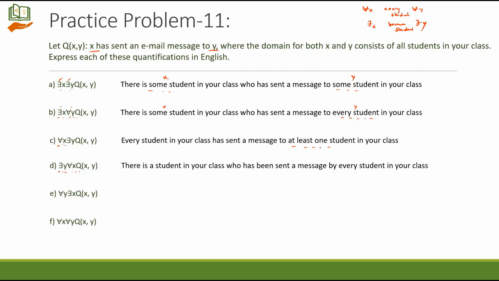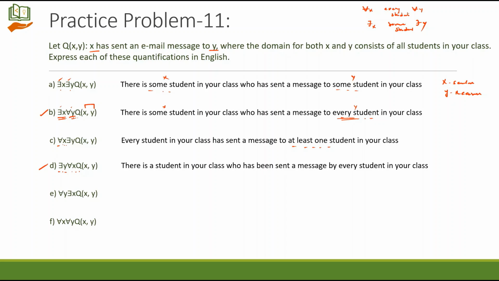Why is the meaning getting changed between B and D? Here X is sending a message to Y. X will be the sender and Y will be the receiver. Here the sender is existential, so we say some student has sent a message. Here Y is the receiver with universal quantifier, so we say the message has been sent to every student in your class. This is existential X and for all Y.